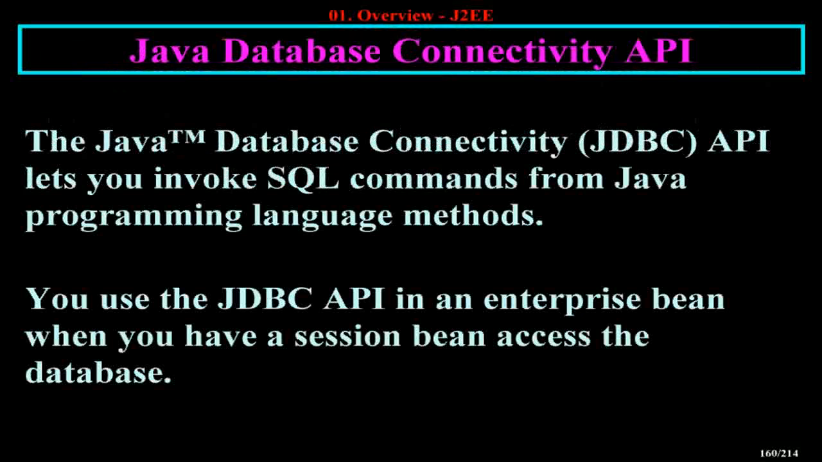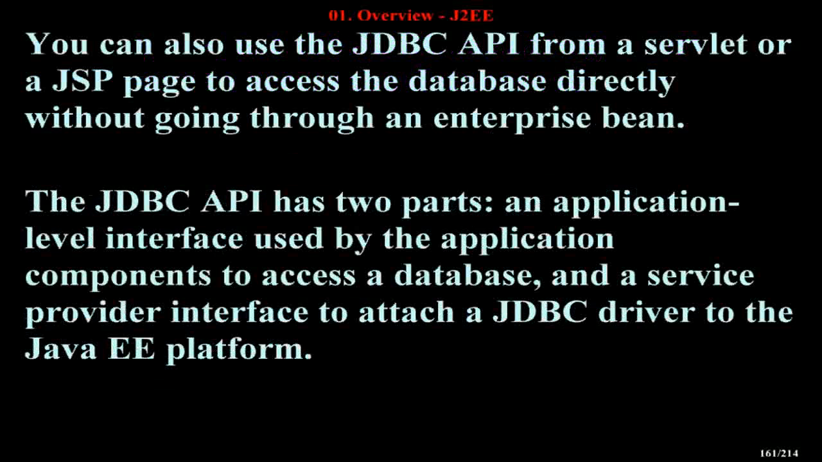Java Database Connectivity API. The Java Database Connectivity JDBC API lets you invoke SQL commands from Java programming language methods. You use the JDBC API in an enterprise bean when you have a session bean access the database. You can also use the JDBC API from a servlet or a JSP page to access the database directly without going through an enterprise bean.